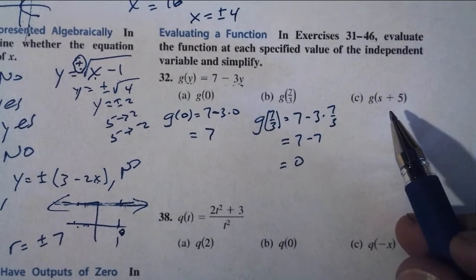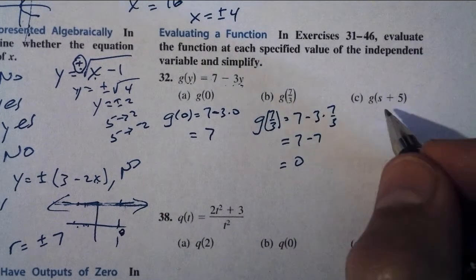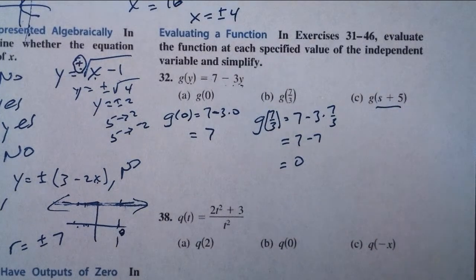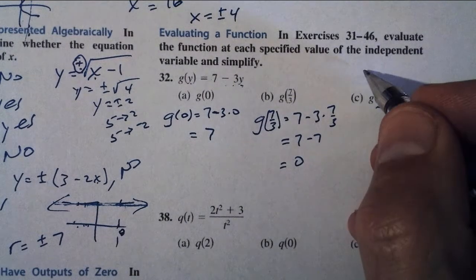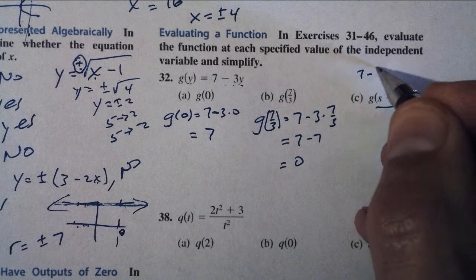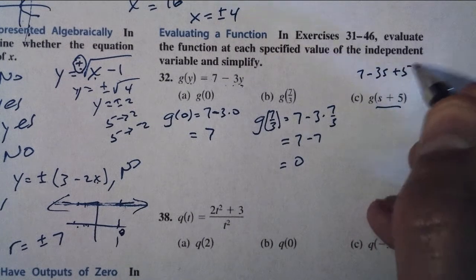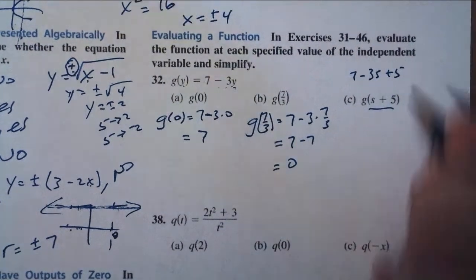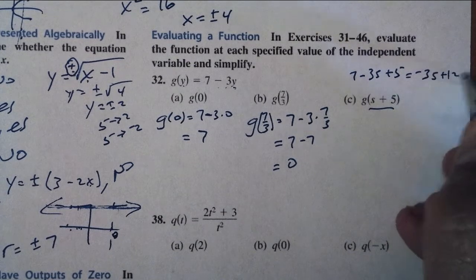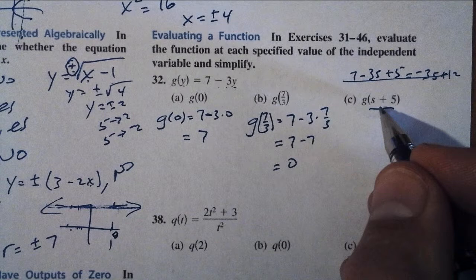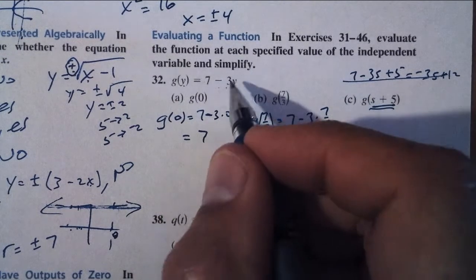And G of s plus 5. So this is a little bit of a troublemaker for us. What I would see a lot of people answer to this is they would say it must be 7 minus 3s plus 5, and then combine the 7 and the 5 and get negative 3s plus 12 or something like that.